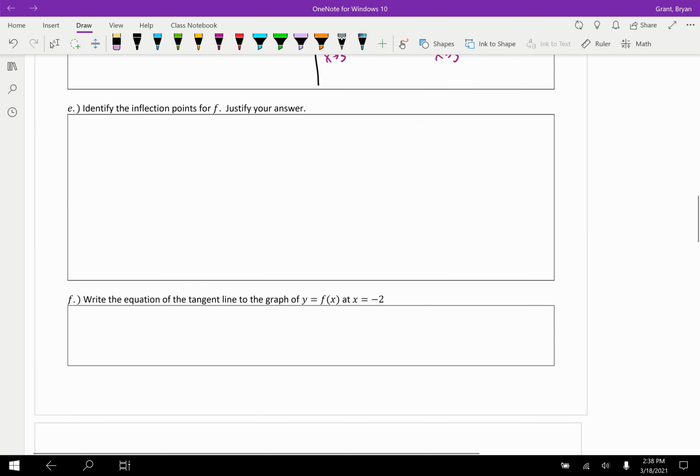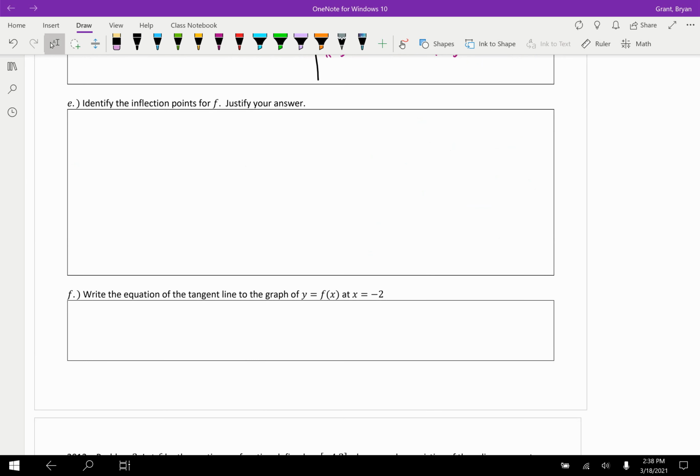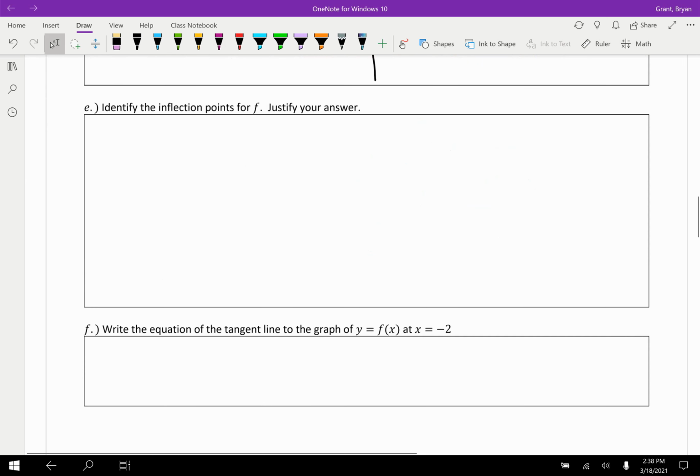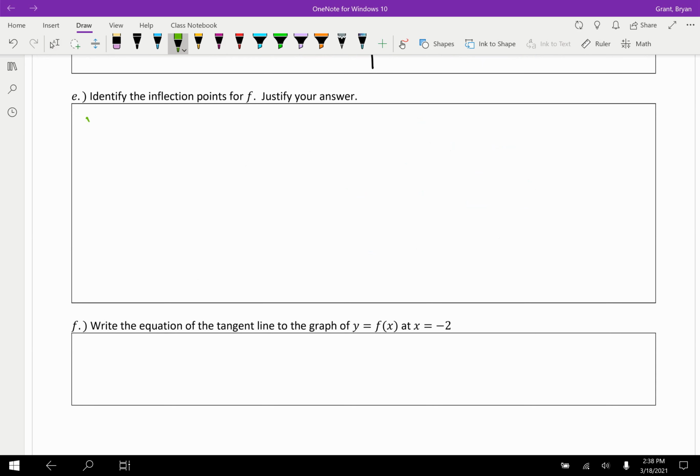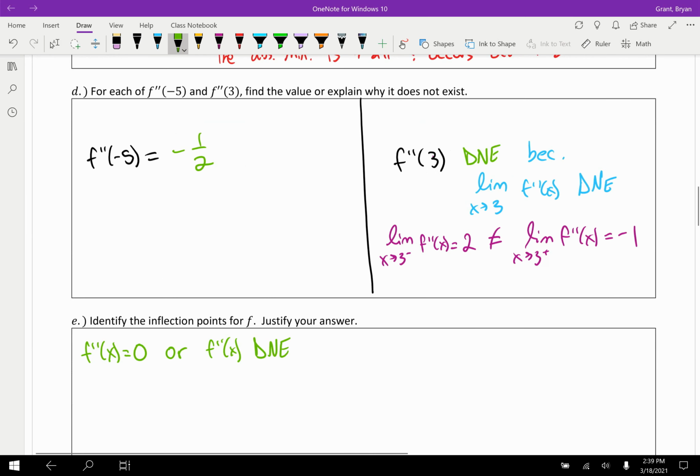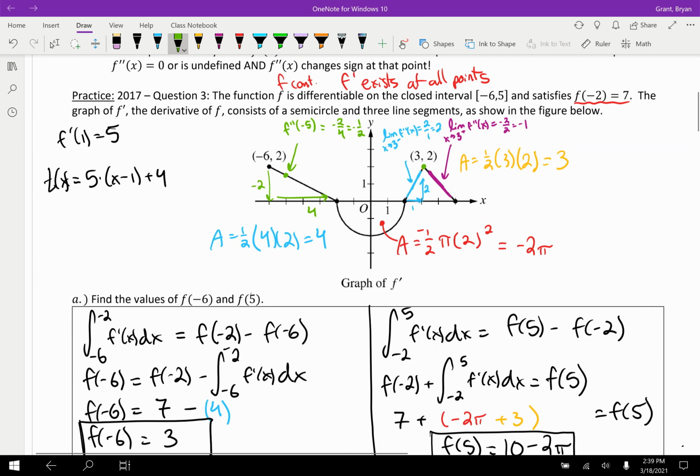All right, identify the inflection points for f and justify your answer. Seems pretty similar to critical points, doesn't it? So we start with f double prime of x, right? Inflection points have to do with the second derivative being 0, or f double prime of x does not exist. Okay, let's start filling these in. Where is f double prime, which is the slope of f prime?